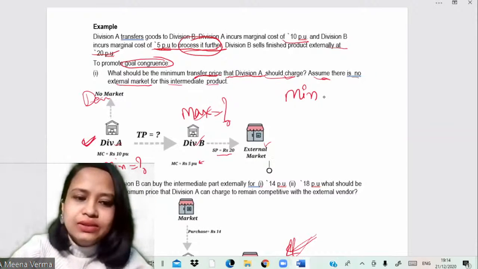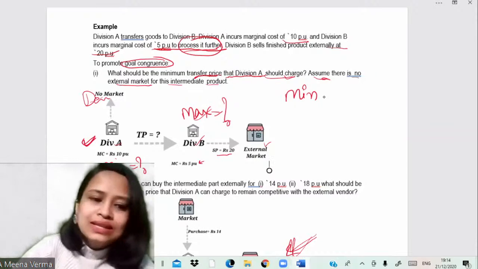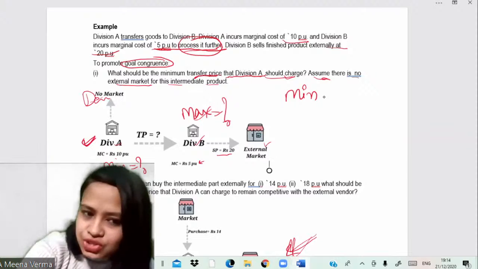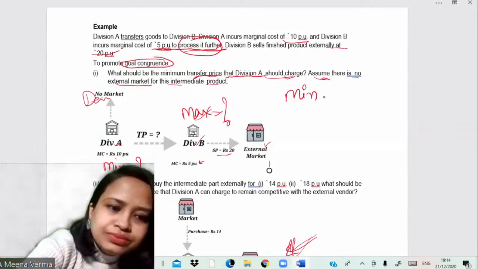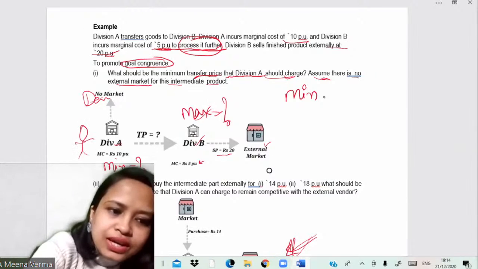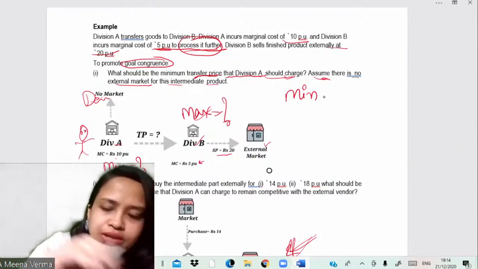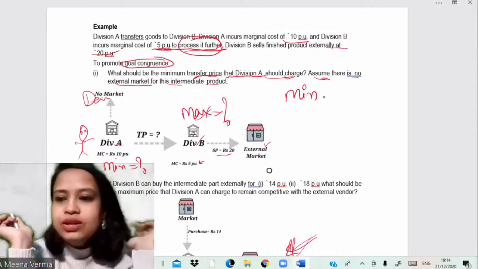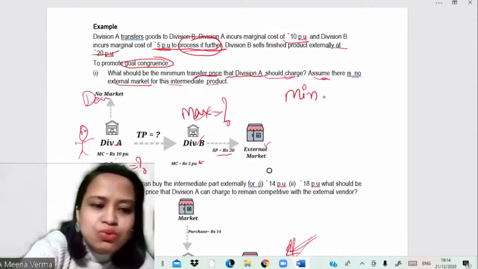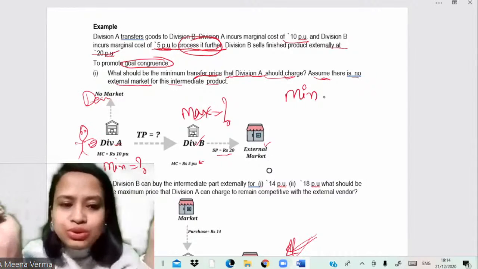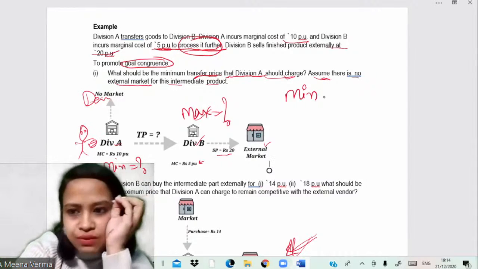So you can see here that the manager of division A can't sell the product to the external market. This manager can't sell the product to the external market. There is no market for this product. So in such a case, the entire capacity, whatever capacity you have to produce the goods, you have to produce entirely for division B.